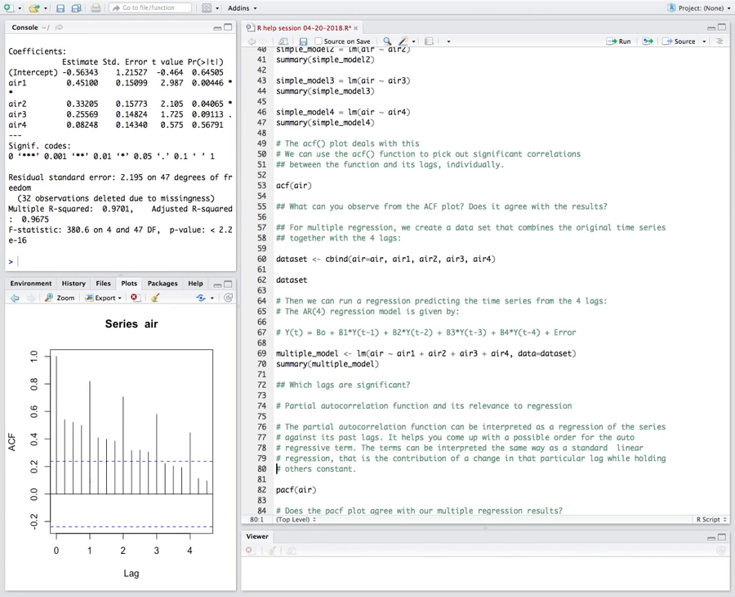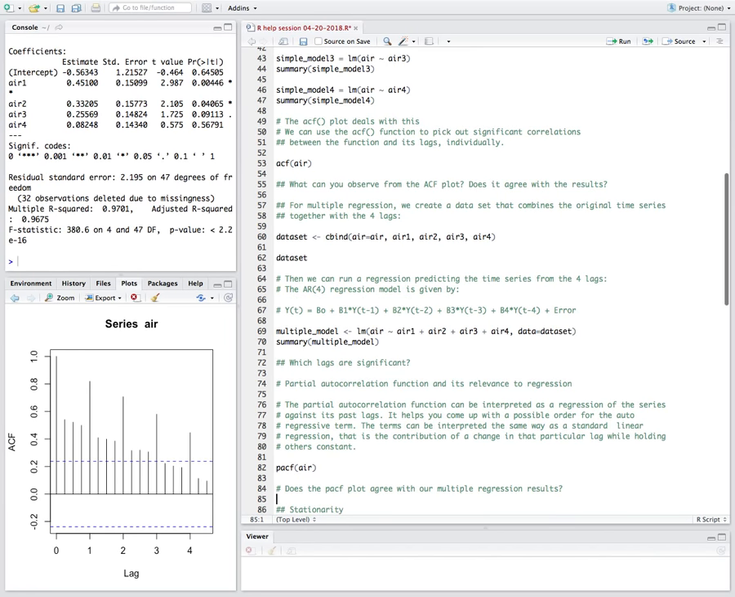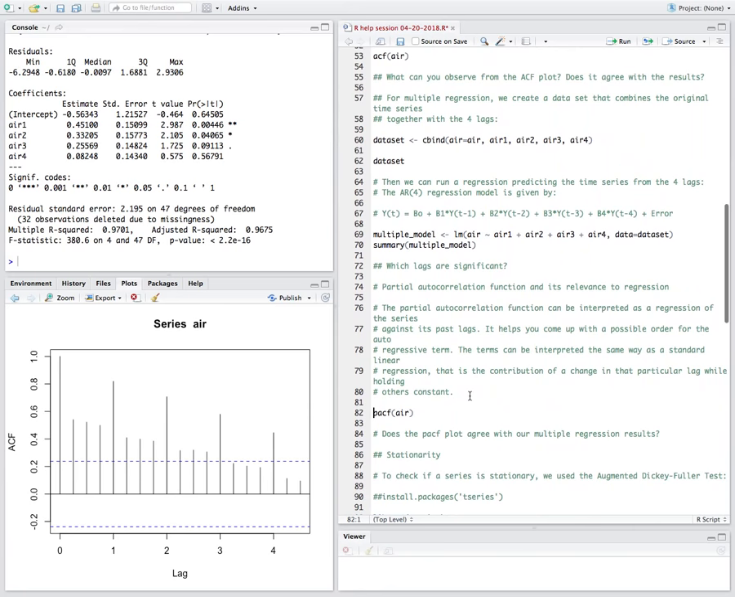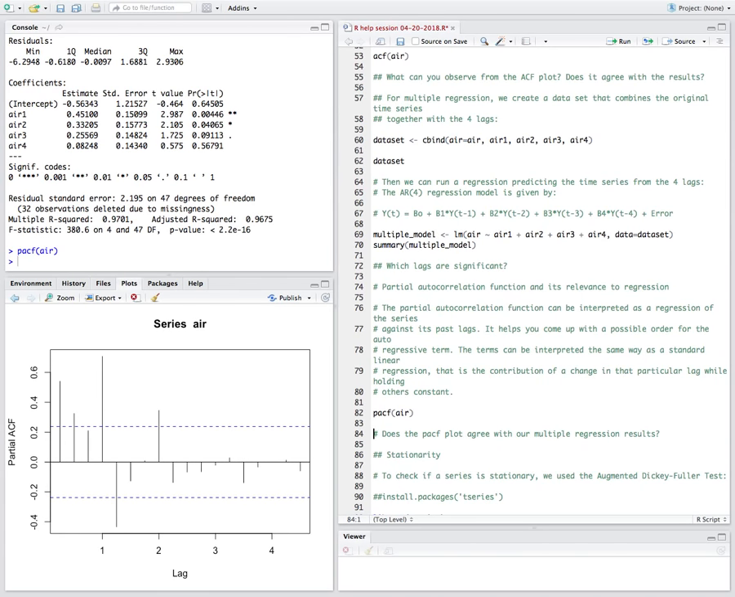Now I'm going to be plotting the PACF of air over here. Boom. So what do you see? And do you think it agrees with the multiple linear regression model that we just built? You can see from the PACF plot that the lag 1 is quite significant.